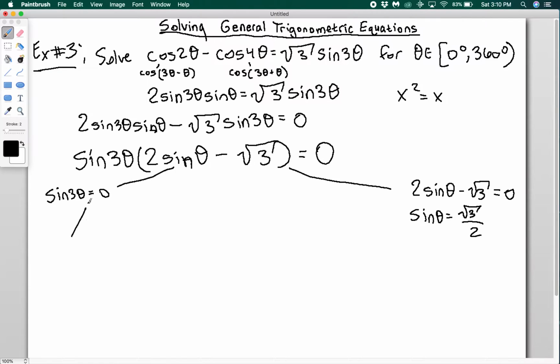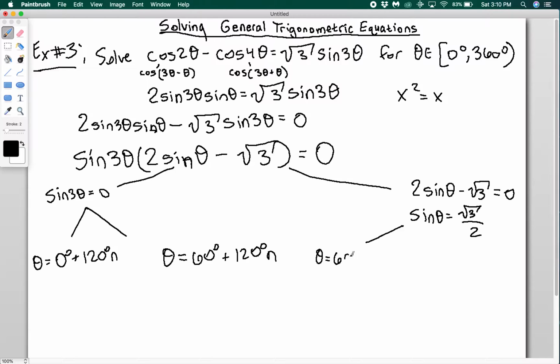So if I do this, the inverse sine of 0, I'm going to have 0, and then I'll get my 2 sets of solutions. So I'll have either theta is equal to 0 degrees plus 120 degrees n, because I divide by 3. There's the 3 theta in there. Or I could have theta equals 60 degrees plus 120 degrees n, and that comes from the 180, and you divide by 3. And then over here, I have either theta equals 60 degrees plus 360 degrees n, or I get theta equals 120 degrees plus 360 degrees n.